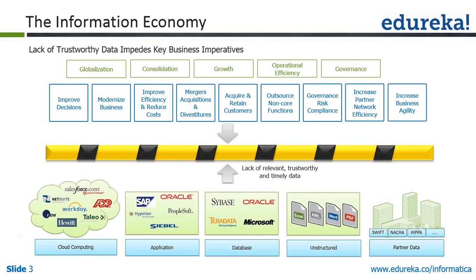Now, there will be challenges in acquiring and retaining customers, mostly for telecom companies. Then there will be outsourcing for non-core business. There will be governance, risk and compliance, like HIPAA and those things. Then we'll have increased partner network efficiency and increased business agility. All these activities are driven basically by the five terms mentioned over there: globalization, consolidation, growth, operational efficiency, and governance.